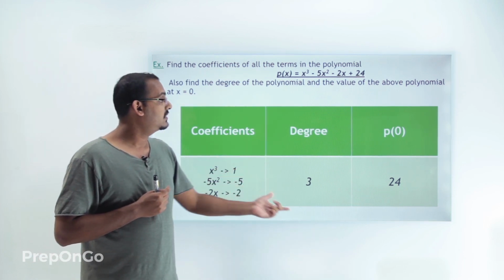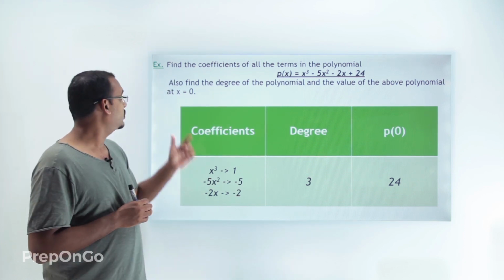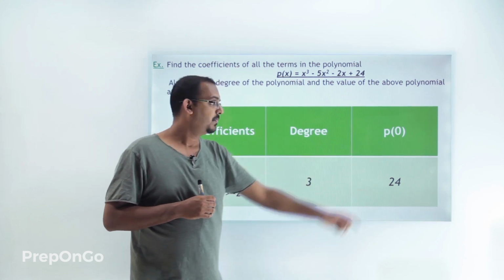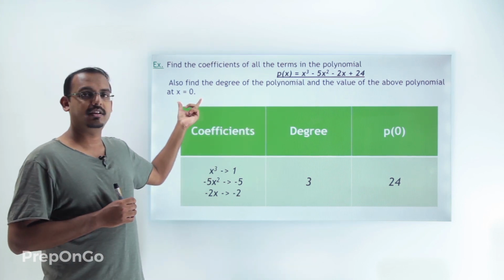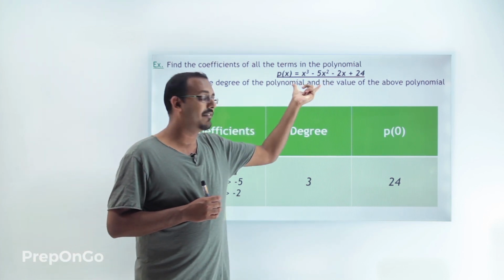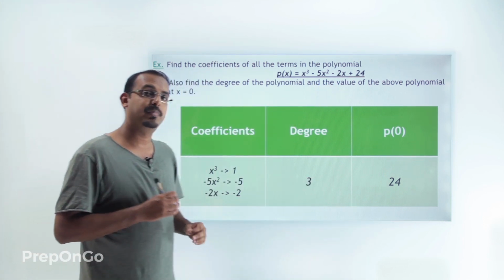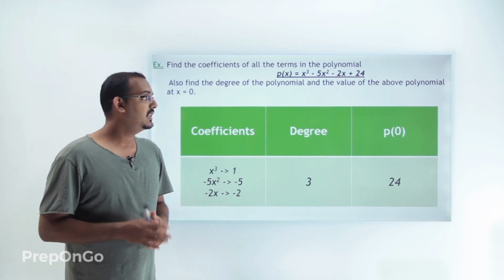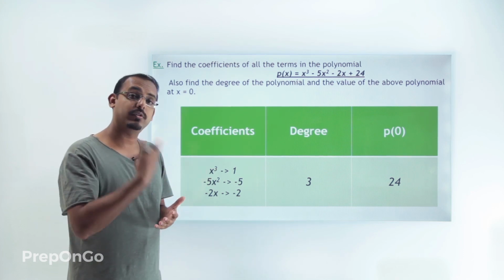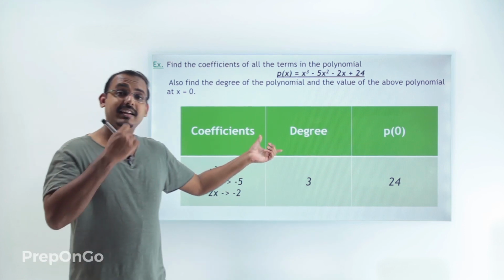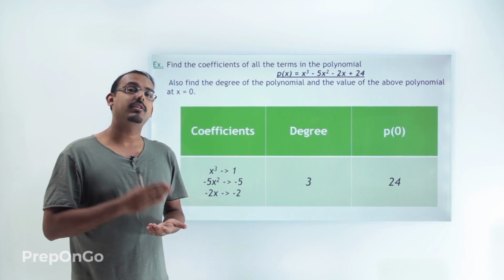The next thing that we saw is how we calculate the value of this polynomial at x equals 0. We saw that we can represent that value as p(0). And what we did was, in place of x in the given polynomial, we put the value x equals 0, and we evaluated this polynomial, and we found out that the value of p(0) is 24. So these are the basic concepts which we should be aware of: what are the coefficients of a polynomial and how do we find them, what is the degree of a polynomial, and how we calculate the value of a polynomial at any given value of the variable.